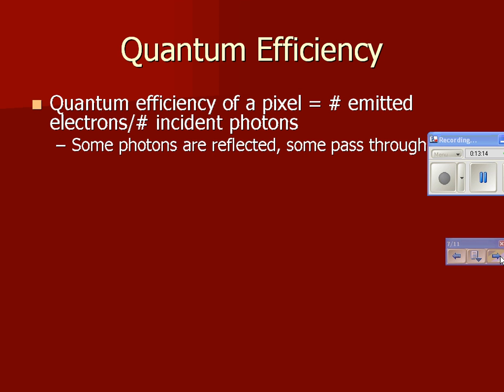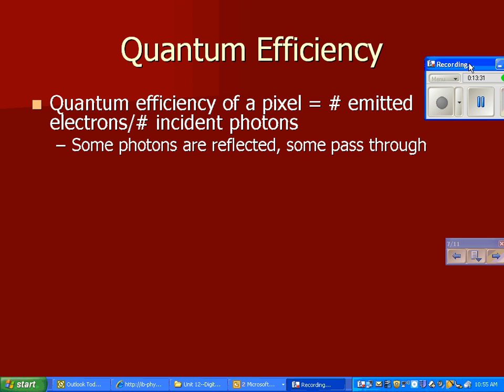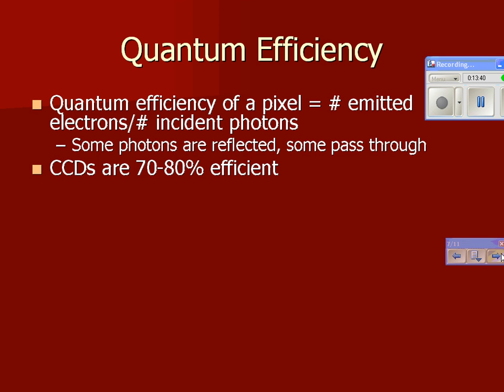The quantum efficiency of a pixel is basically the number of electrons that get ejected divided by the number of photons that are hitting it. So if you have really high efficiency, you'll get the same number of electrons as you got photons. That'd be 100% efficient, right? Because think about it, some photons bounce off the device, some photons will pass right through, and so you can rate the efficiency. A CCD happens to be pretty darn efficient. They tend to be about 70 to 80% efficient, okay?